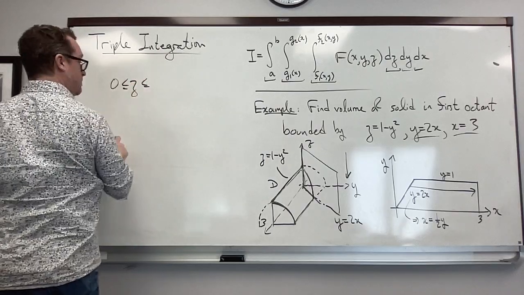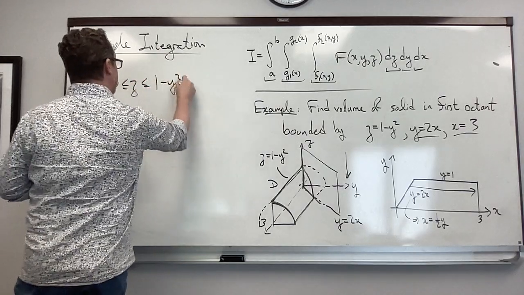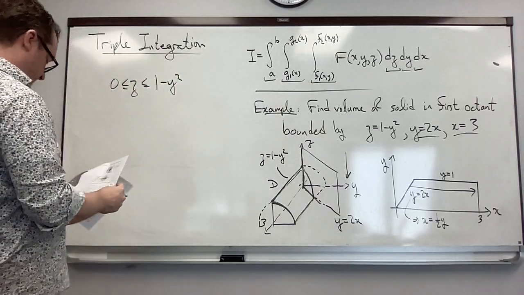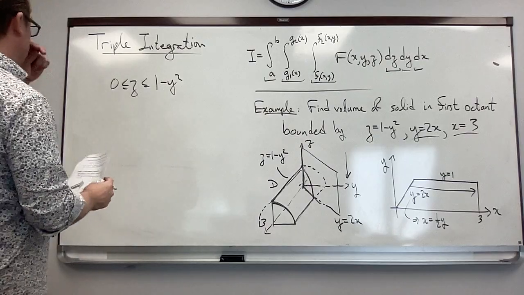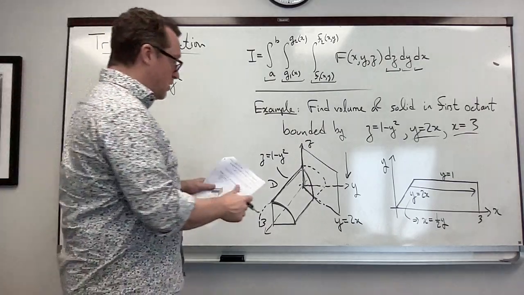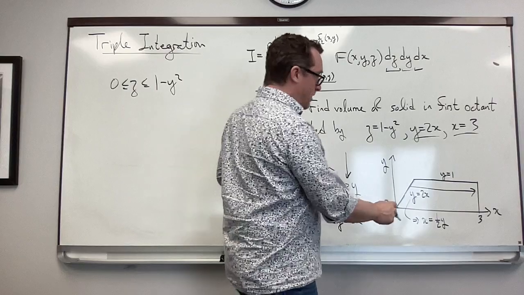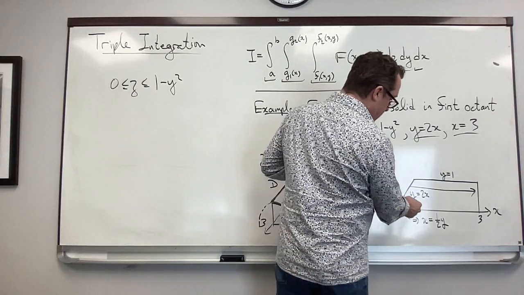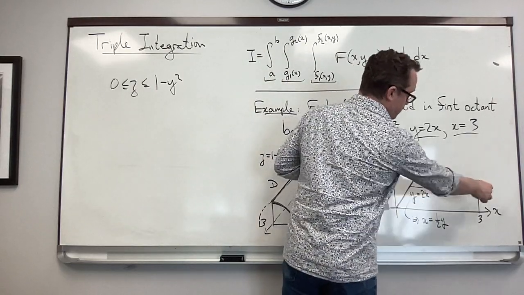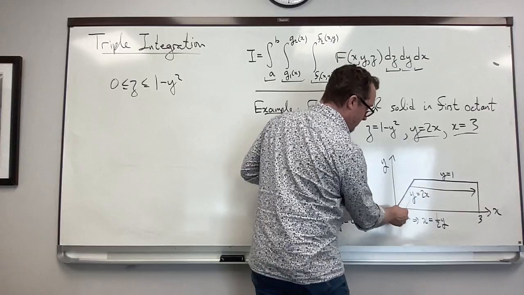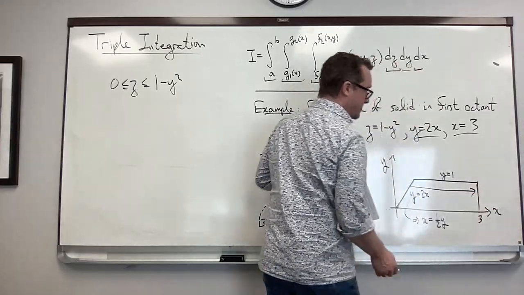So z goes between 0 and 1 minus y squared. That's the one we're going to do first. Now, looking at something in the xy plane, we want to do it in the x direction because I have a lower limit for x and a single upper limit for x.